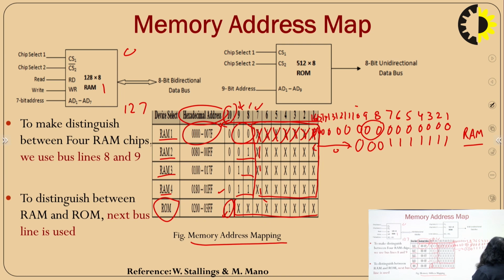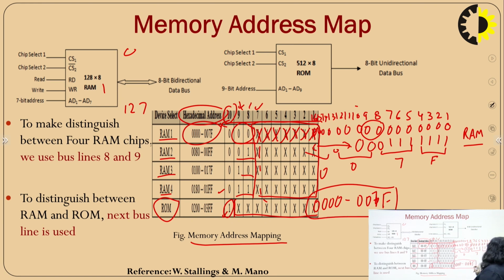They are using 4 bits, because 4 bits give 16 combinations. So this group is F, this group represents 7, these 4 represent 0, and these 4 represent 0. So it is 007F. This is the last value, and the initial address of RAM 1 is all 0, so it is 0000. So the address of RAM 1 is 00002007F. This is the defined hexadecimal address for RAM 1.